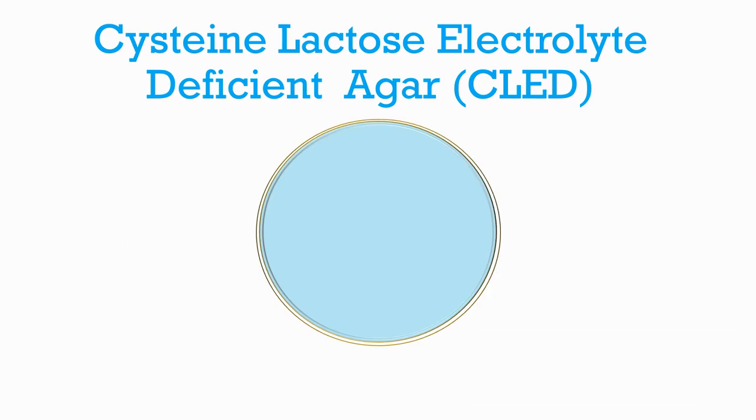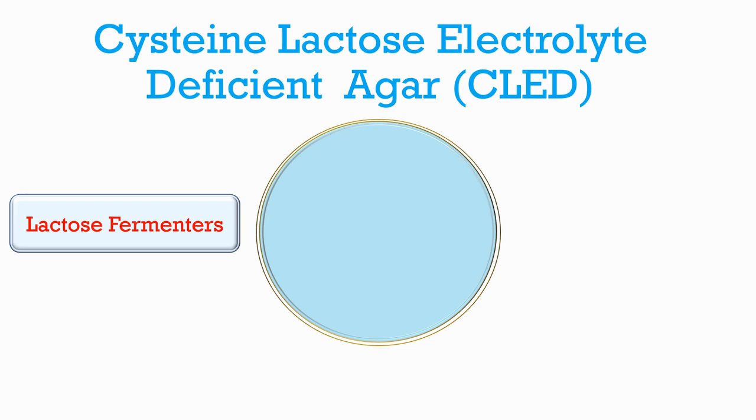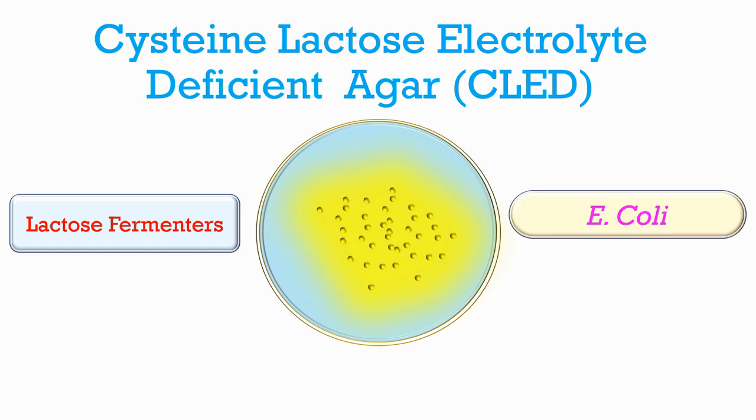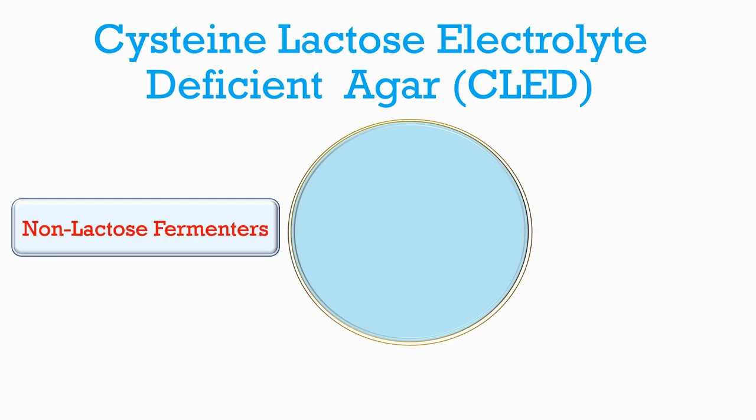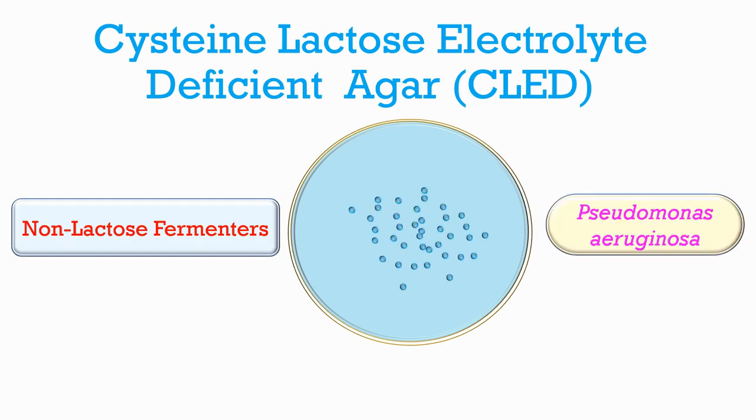The differentiation is produced by lactose fermentation, leading to acid production and change in the color of medium from blue to yellow. Example is E. coli. The non-lactose fermenting colonies appear blue on CLED. Example is Pseudomonas aeruginosa.